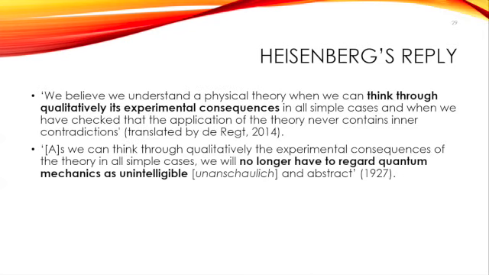All right. And here are some further details. We believe we understand the physical theory when we can think through qualitatively its experimental consequences in all simple cases, and when we have checked that the application of the theory never contains inner contradiction. Okay, so this idea of working through experimental consequences will be quite important for De Regt and Dieks. As you can think through qualitatively the experimental consequences of the theory in all simple cases, we will no longer have to regard quantum mechanics as unintelligible and irrational.